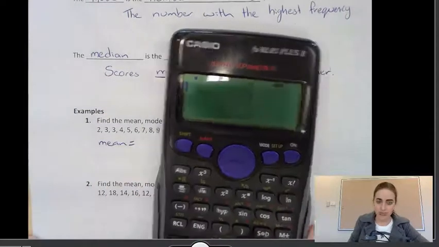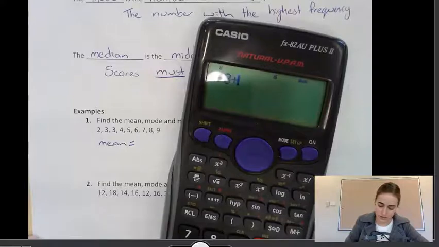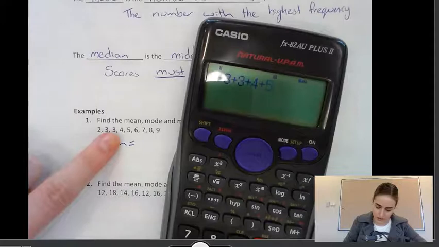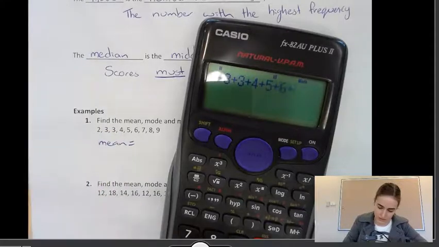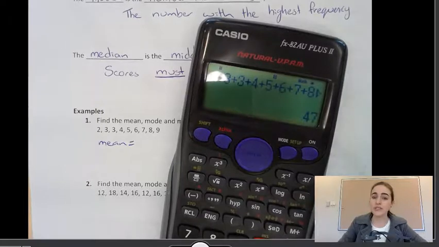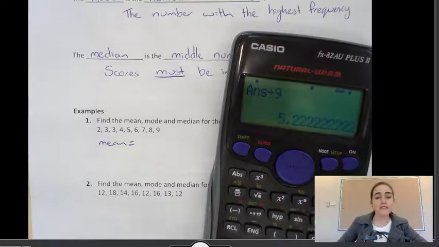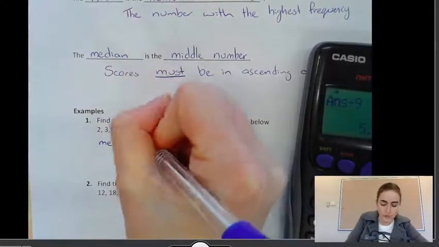So in your calculator, we're going to have 2 plus 3 plus 4, no, sorry, there's two 3s, plus 4 plus 5 plus 6 plus 7 plus 8 plus 9. We can get an answer to that, and it's going to tell us that's 47. Then we're going to divide that 47 by the number of scores. So we had 1, 2, 3, 4, 5, 6, 7, 8, 9 scores. So we're going to get a mean of 5.2 to one decimal place.